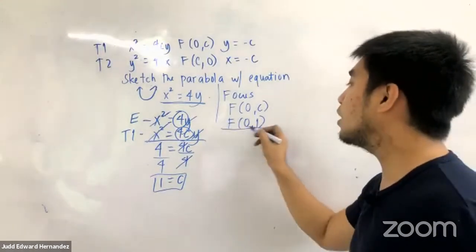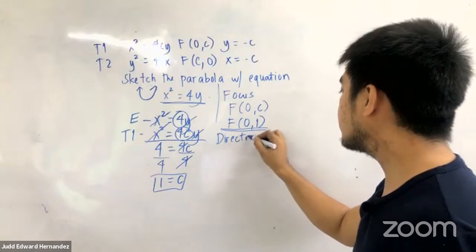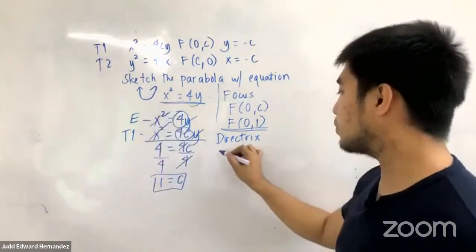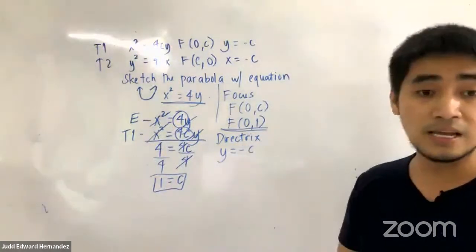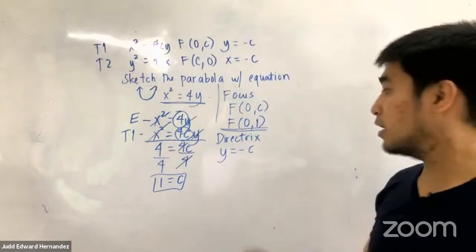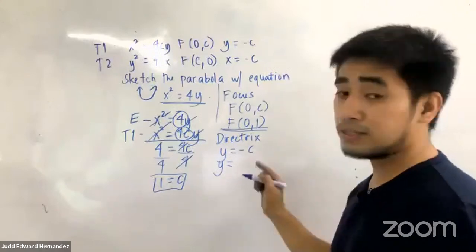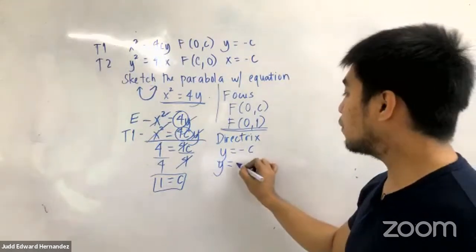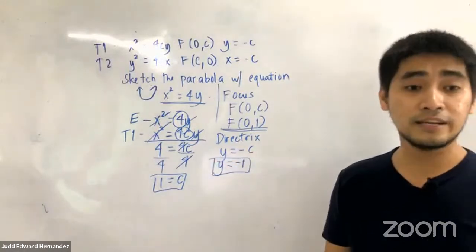Okay, nandyan daw ngayon yung focus natin. Eh, yung directrix nasaan? Sige nga guys, asaan yung directrix? If this is x squared, therefore the equation of the directrix is y is equal to negative c. Tama? Okay. If this is the equation of the directrix, y is equal to negative c, what is the value of c? Negative 1. Therefore, this is now y equals negative 1. And this is the equation of the directrix.